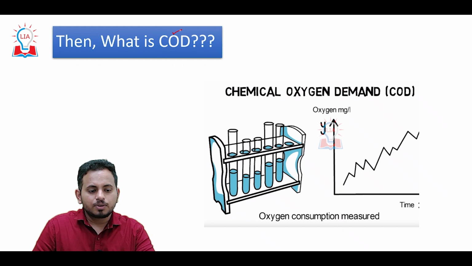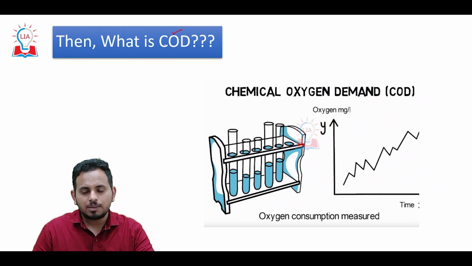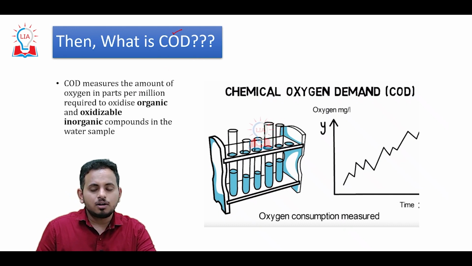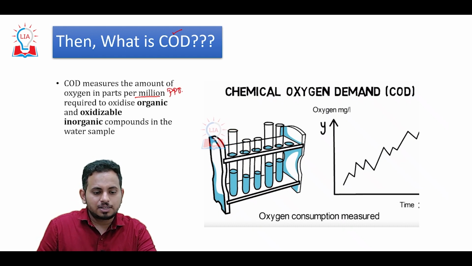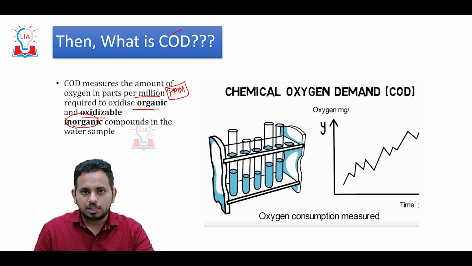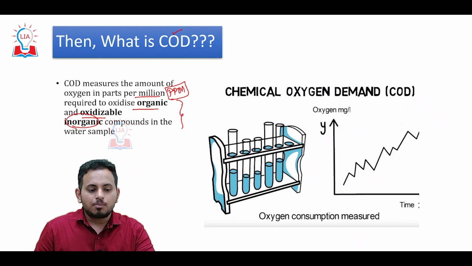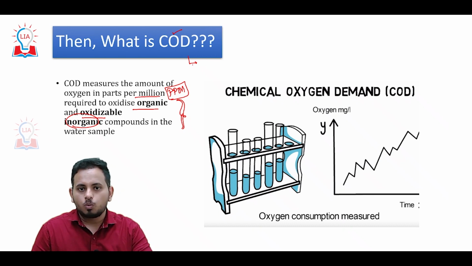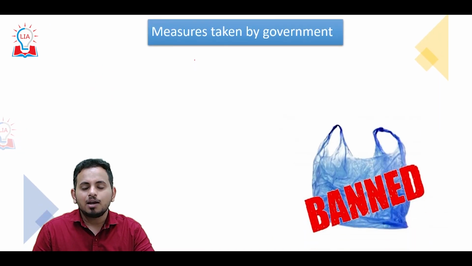The next term is chemical oxygen demand, COD. What is chemical oxygen demand? It is the amount of oxygen required, per million, parts per million, you can also represent it as ppm, to oxidize organic and inorganic compounds. It also includes the amount of oxygen required to oxidize inorganic compounds. So COD will give you a comprehensive or a better measure of the quality of water. That is the COD and BOD.